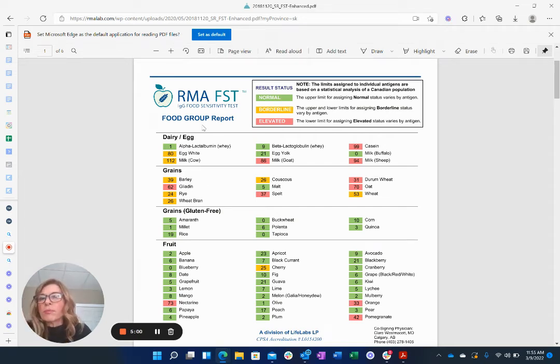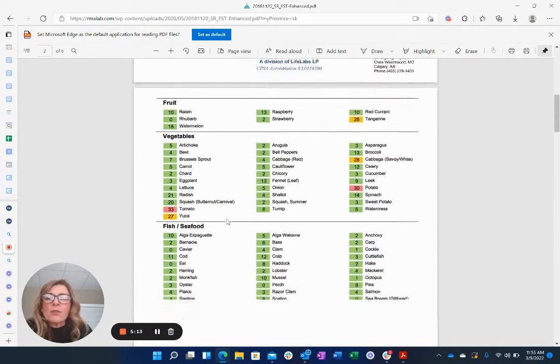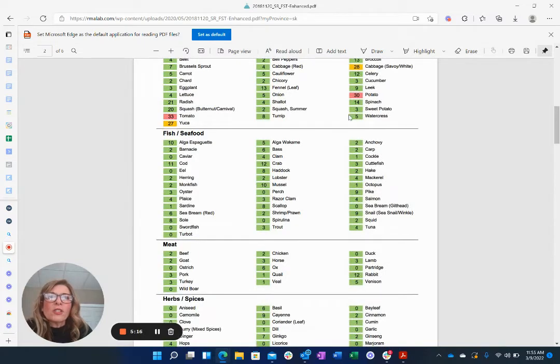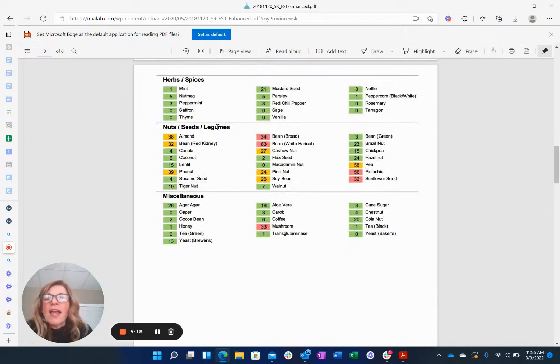So we look at the top of the report, which is organized according to food group. And we see that this person has a lot of dairy and a lot of gluten-containing grains as sensitivities. The gluten-free grains seem to be okay. But as we scroll down, we can see there's a couple of vegetables jumping out at us. And then there are quite a few nuts, seeds, and legumes.